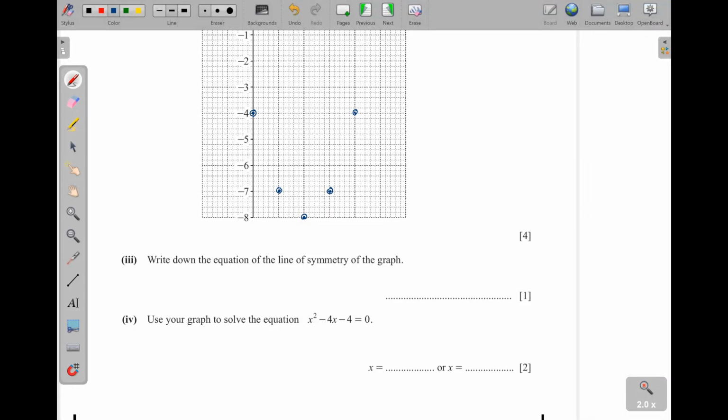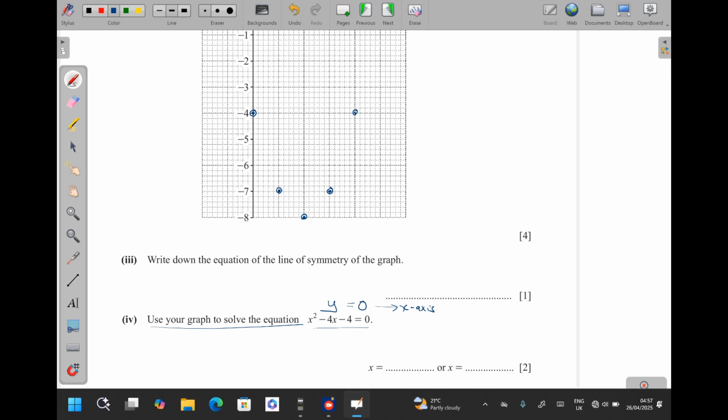So there is this one. Use your graph to solve this equation. So this is our y, then is equal to 0. 0 is the x-axis, where y is 0 is the x-axis. Now you look at where that y cuts x-axis.